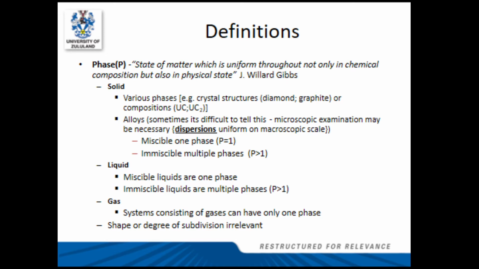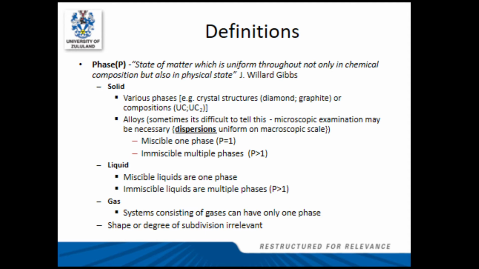In case we are having just one phase, we say that P is equal to 1. The capital letter P means phase. So if you are asked to calculate phase, or P, you have to look at your reaction and see how many phases you have. If you only have one miscible phase, the value of P is equal to 1. But if you have multiple phases, the value of P will be greater than 1.